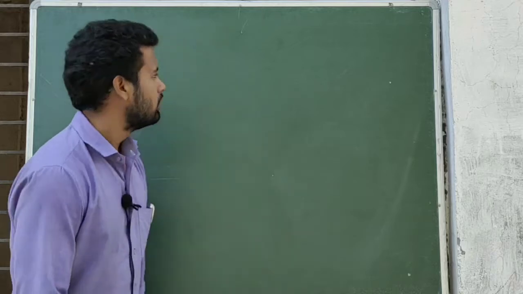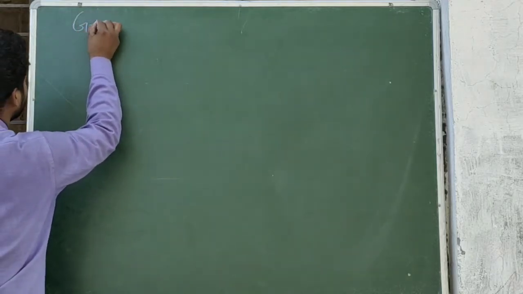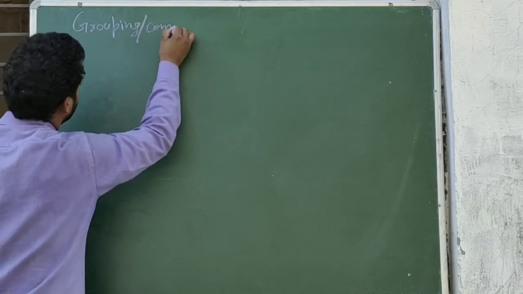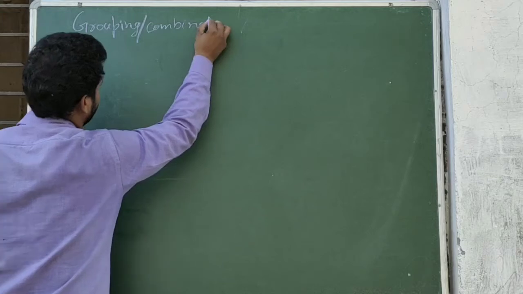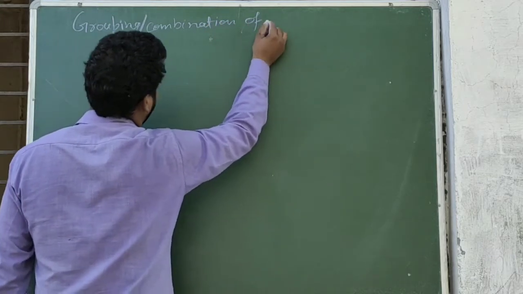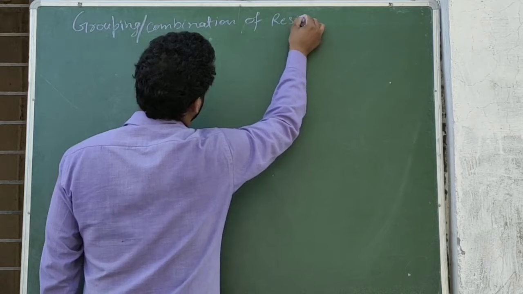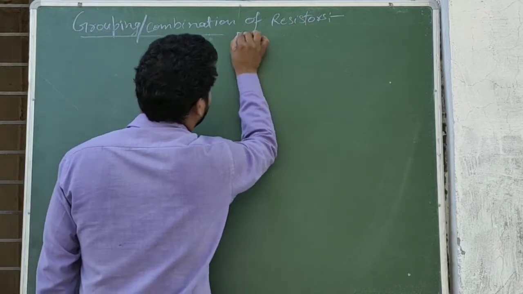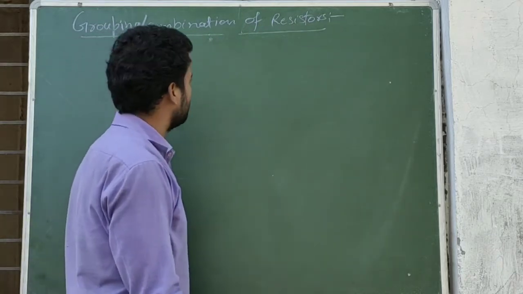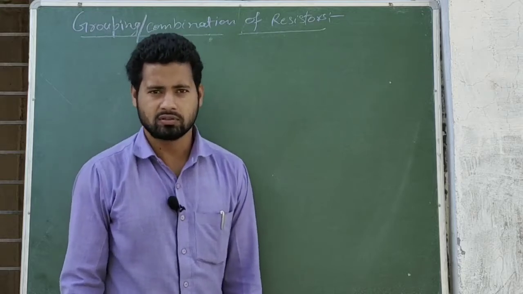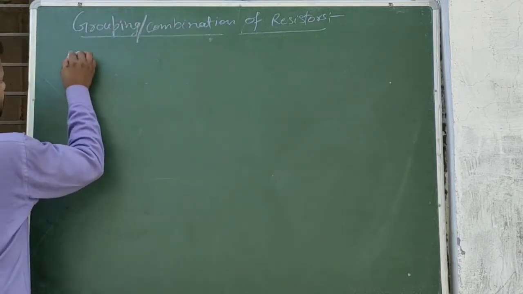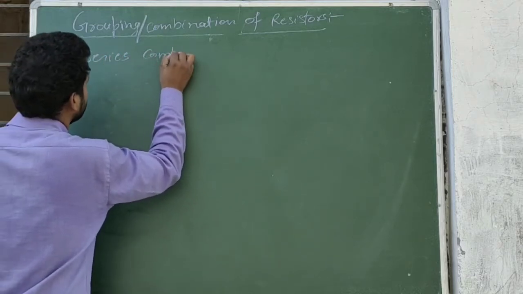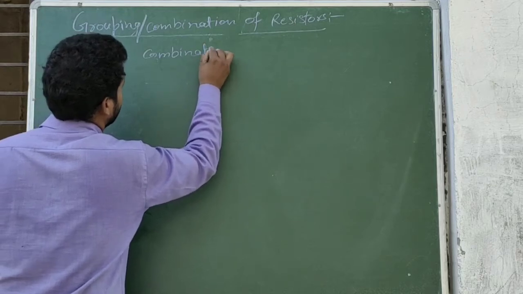Okay, grouping, combination of resistors. Combination of resistors in our syllabus is of two types. First is series combination.